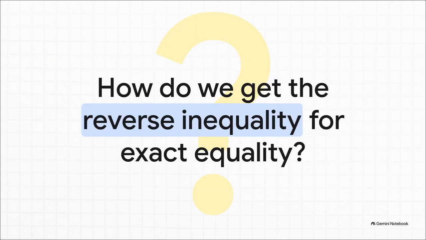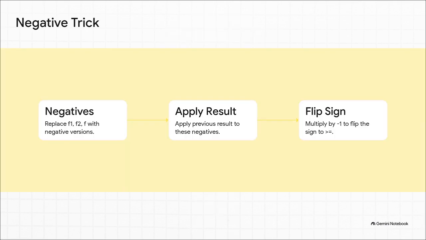Now, here's a fun little puzzle for you. We got less than or equal to, but basic logic dictates that if A is less than or equal to B, and A is also greater than or equal to B, then A absolutely must equal B. So the big question is, how will we get the reverse inequality, that is, greater than or equal to? Any guesses? Think for a moment. This right here is why math is so incredibly cool.